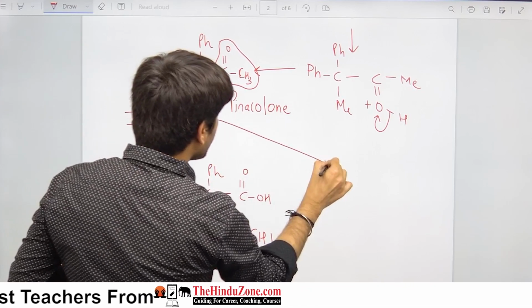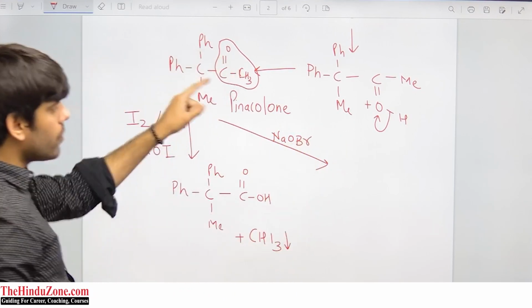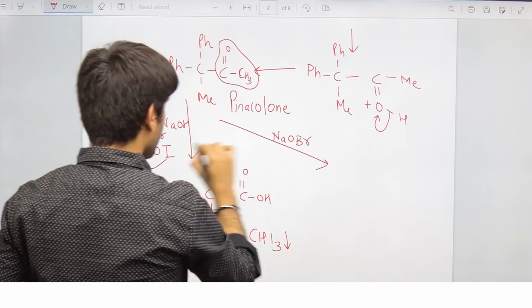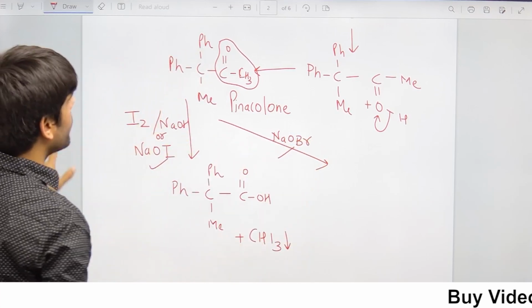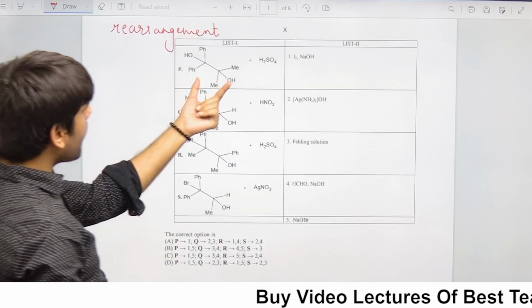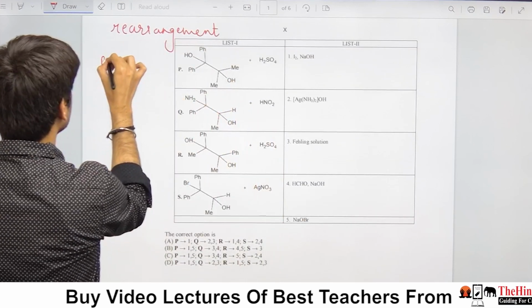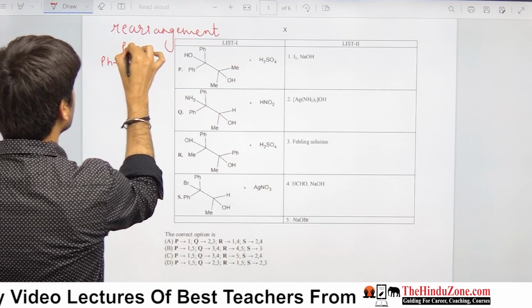This can also react with sodium hypobromite. Yes, this can also react with this, just like here. So this will also react with this reagent. So if you see in this question, in the P reaction, you got a ketone like this. We got a ketone like this.